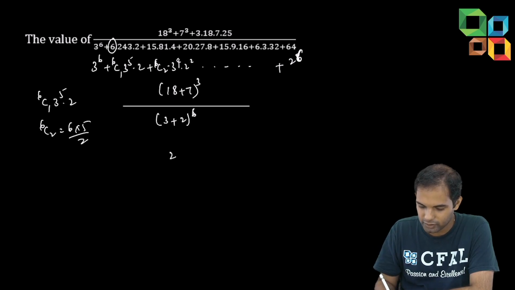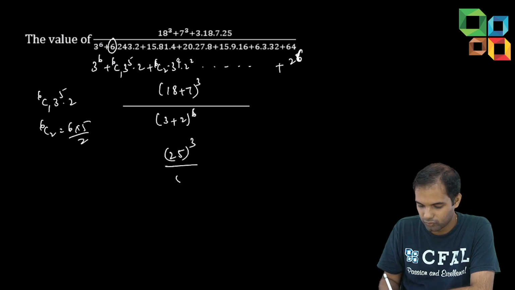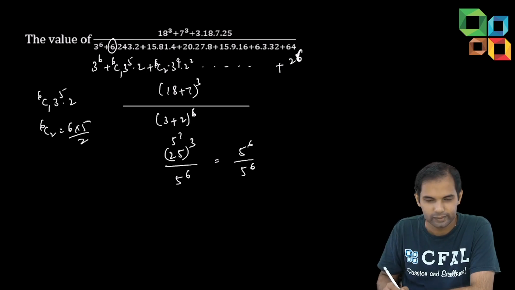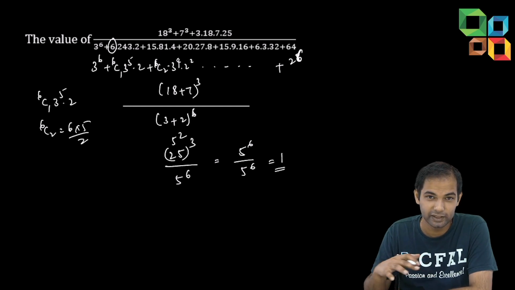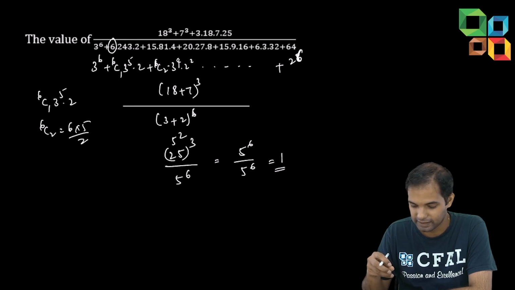So what do we get? It's 25 whole cube divided by 5 power 6, which can be written as 5 power 6 divided by 5 power 6. Because 25 is nothing but 5 square. So a lot of calculations. At the end, what you are going to get is nothing but 1.